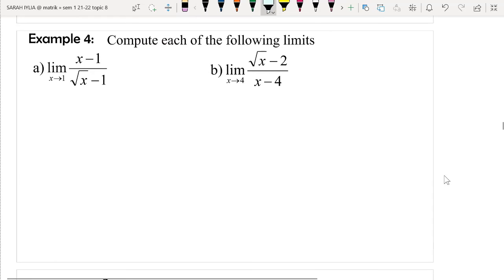Now we're moving on to the conjugate method. Tadi kita ada yang factorize je. Sekarang kita tengok macam mana soalan yang melibatkan conjugate. It's still 0 over 0 tapi dia ada surd.